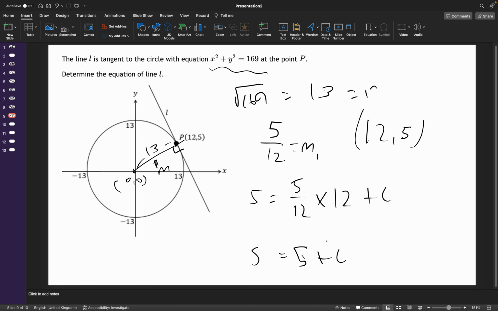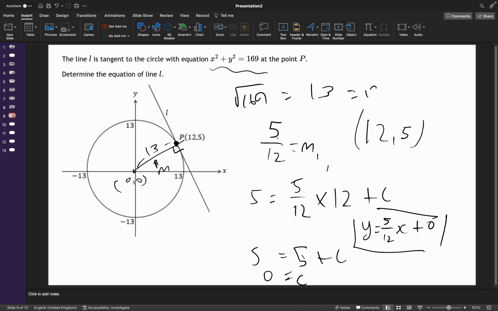That's strange. I did something wrong. Unless c is 0. C is 0. We don't even need to calculate it. Minus 5 on both sides to give us c is 0. We always know that c is going to be 0 already because this line goes through the origin. So that's going to give us c equals 0. So the final equation of the line is going to become y equals 5 over 12 x plus 0. 0 is the origin. We didn't actually need to find the equation of this line. We just need to find the gradient.